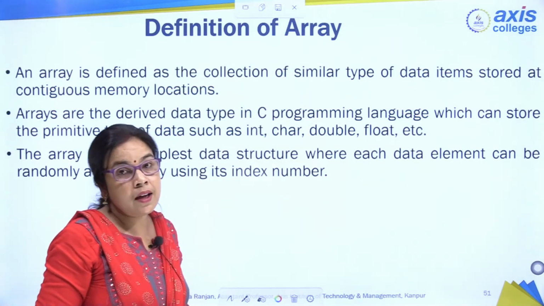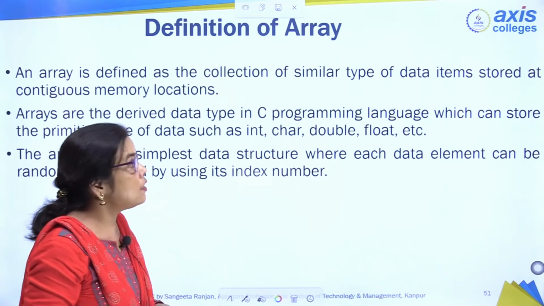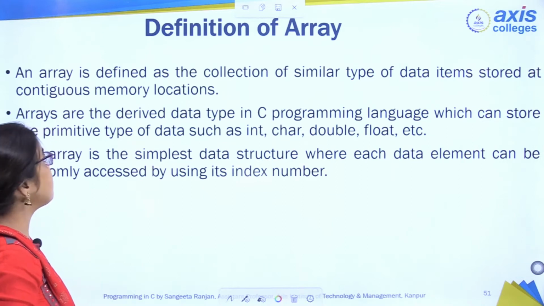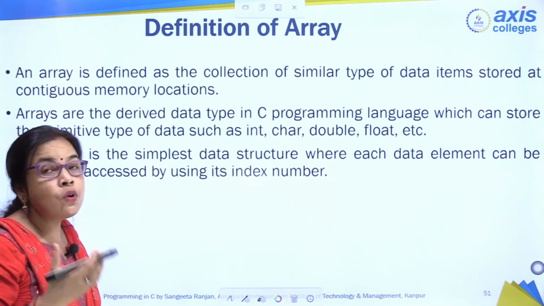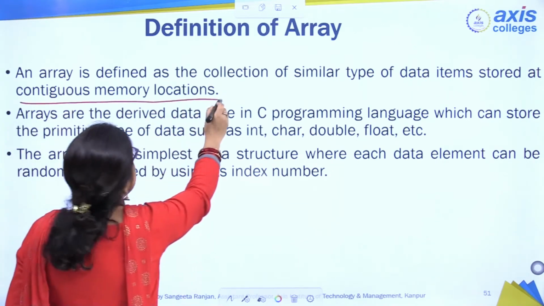Now we can define the array. An array is a collection of variables whose data types are similar and which are stored in memory. They occupy contiguous space in memory.